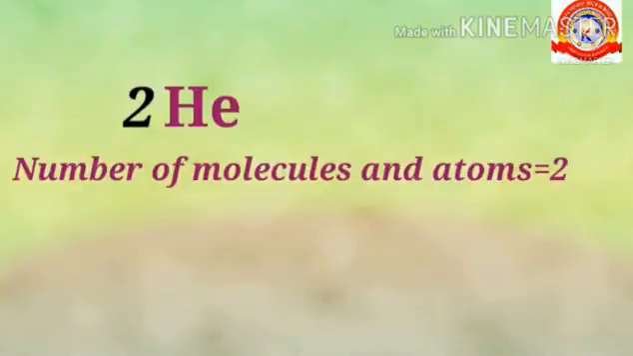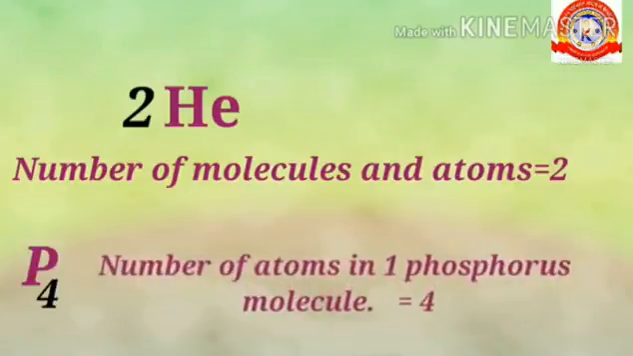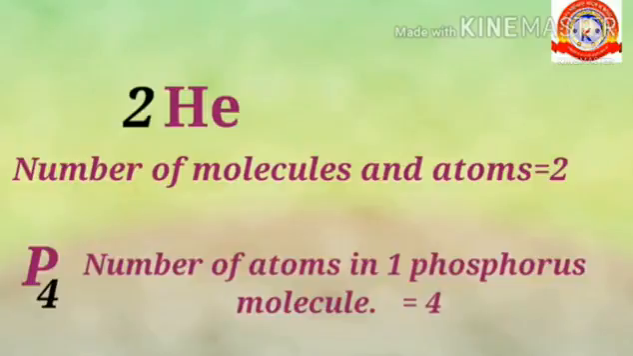In monoatomic molecules, the number given on the left side of the symbol indicates the number of molecules and atoms. In a polyatomic molecule, the subscript on the right side of the symbol indicates the number of atoms within one molecule. The total number of molecules is indicated on the left side.